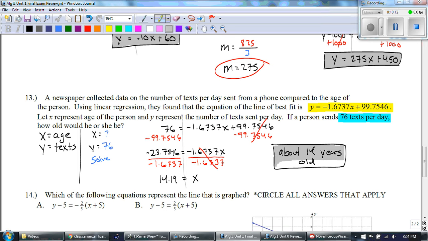Now, 76 texts a day. That's a lot. I'm sure you guys do a lot more.